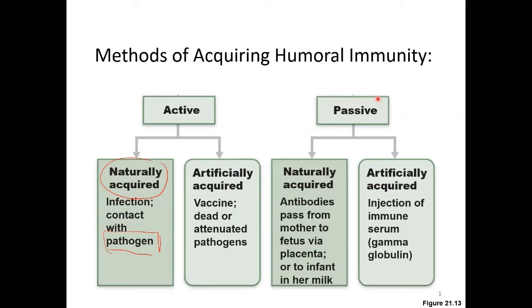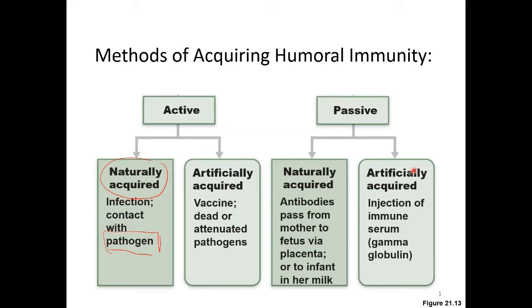We also have passive methods of acquiring humoral immunity. Naturally acquired, so these are methods that have evolved in our species, things like antibodies passing from mom to fetus via the placenta, as well as via breast milk. Again, a completely natural process that has evolved in our species, but it doesn't involve an individual making their own antibodies.